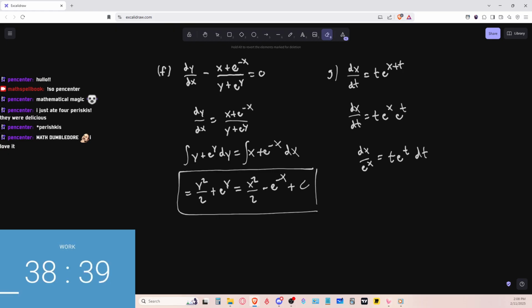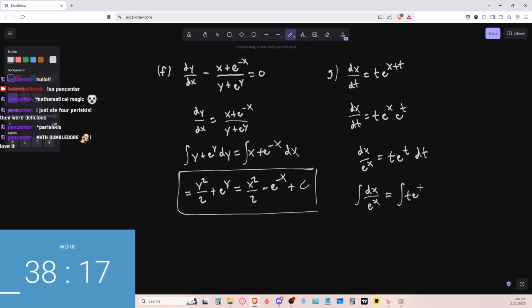Math Dumbledore. I actually will probably go with young Dumbledore, young Math Dumbledore before he defeats Grindelwald. Right. Yeah, I actually like this. It's a little bit smoother.